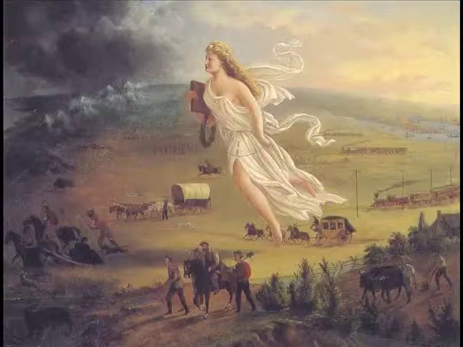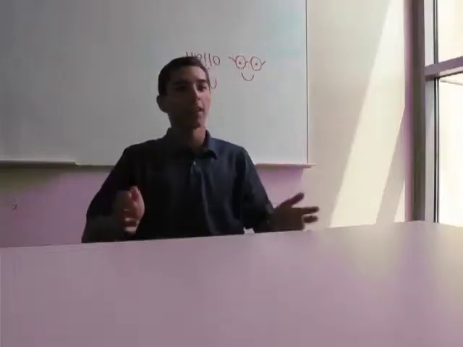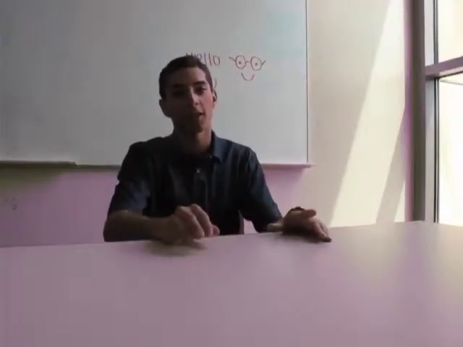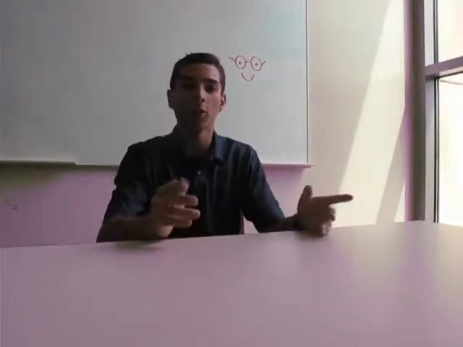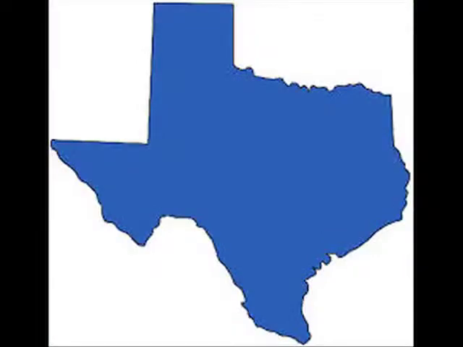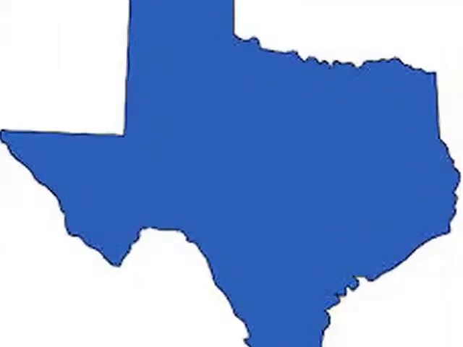Manifest destiny was the main cause for westward expansion. Americans felt that God gave them the right to take over most of the lands in North America, but they didn't care who or what was living in this land. This is how the United States came to acquire Texas and California.